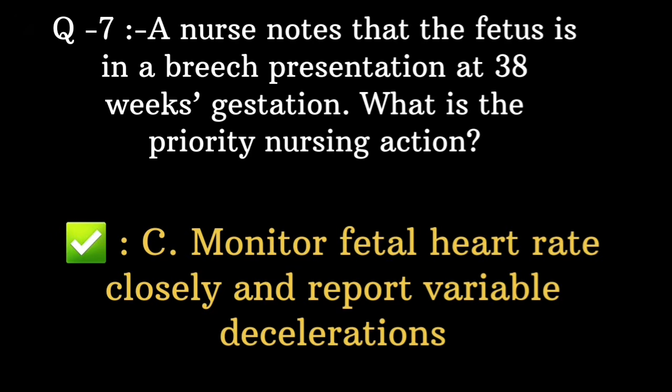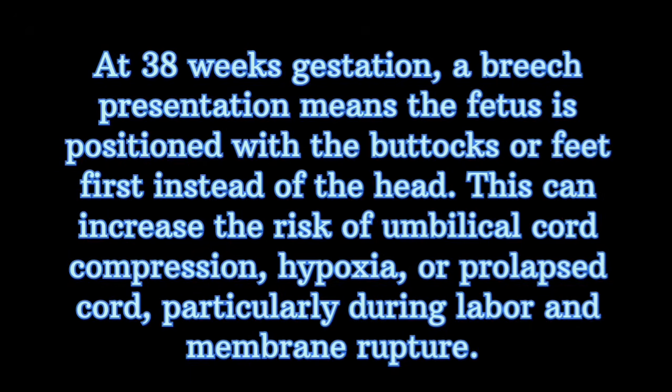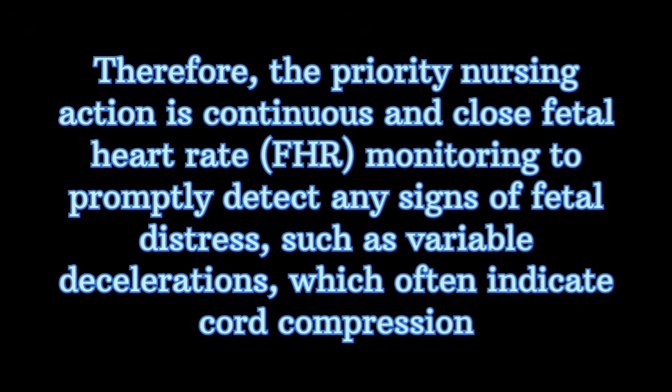Correct answer is option C. Monitor fetal heart rate closely and report variable decelerations. At 38 weeks of gestation, a breech presentation means the fetus is positioned with the buttocks or feet first instead of head. This can increase the risk of umbilical cord compression, hypoxia, or prolapsed cord, particularly during labor and membrane rupture. Therefore, the priority nursing action is continuous and close fetal heart rate monitoring to promptly detect any signs of fetal distress such as variable decelerations, which often indicate cord compression.